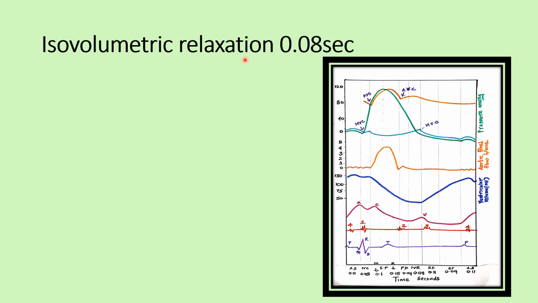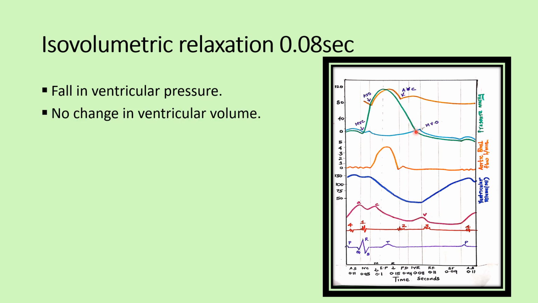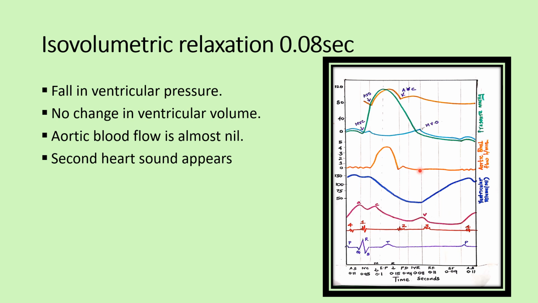The isovolumetric relaxation phase duration is 0.08 seconds. The ventricular pressure falls steeply. No change in the ventricular volume. Aortic blood flow is almost nil during the isovolumetric relaxation phase. The second heart sound is heard here during the early part, due to the closure of the aortic valve.